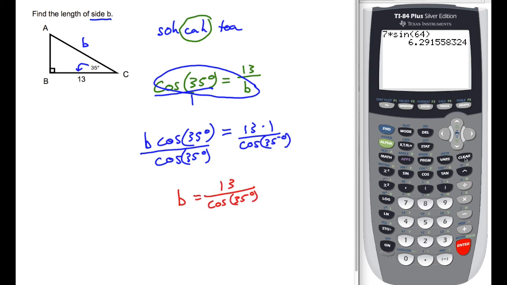And then I can use my calculator. Let's say, what is 13 divided by, I'm going to put parentheses just to be safe, cosine of 35 degrees, and then close out my parentheses. And there's my side length B.